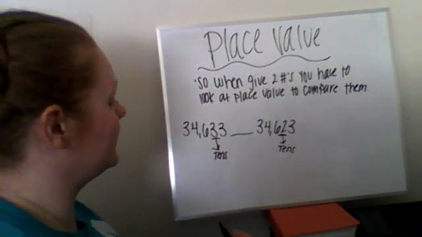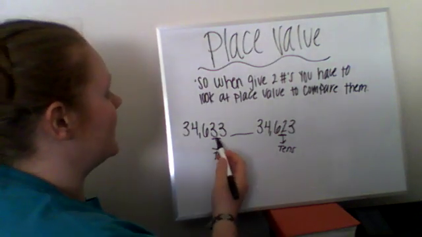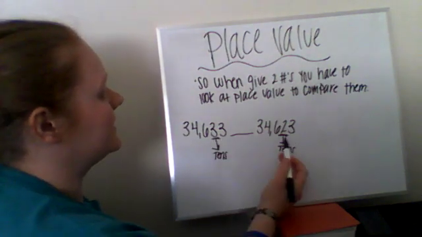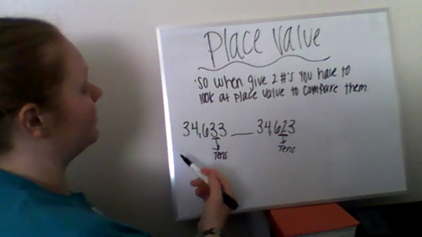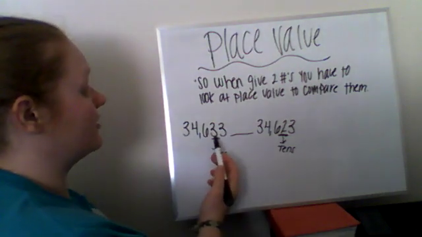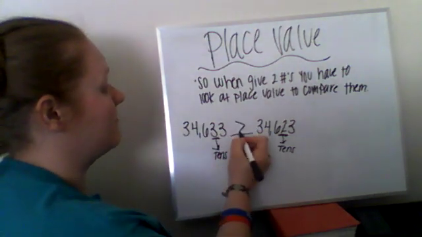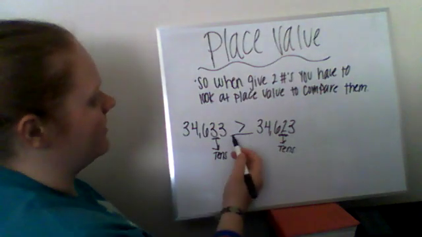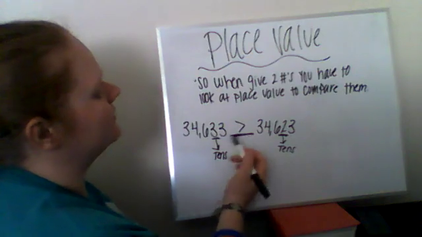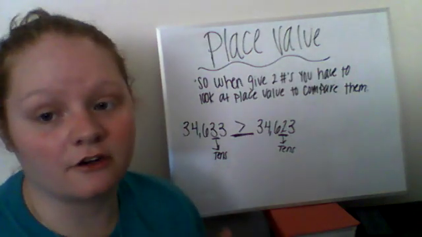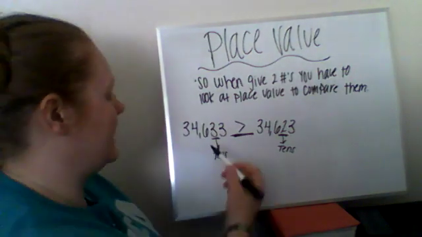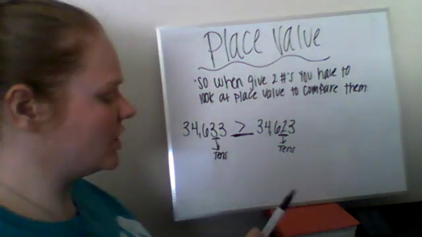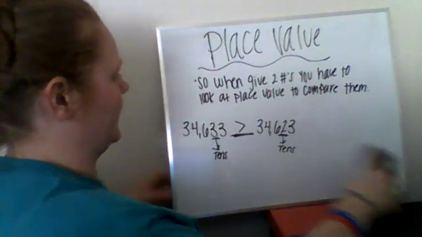So when I look at these numbers, if I'm looking at 3 right here and 2 over here, I know 3 is bigger than 2. So my number 34,633 is going to be bigger than 34,623. Remember this little sign, this little guy, just tells you that's the greater than sign. So this is saying this number is greater than this one.